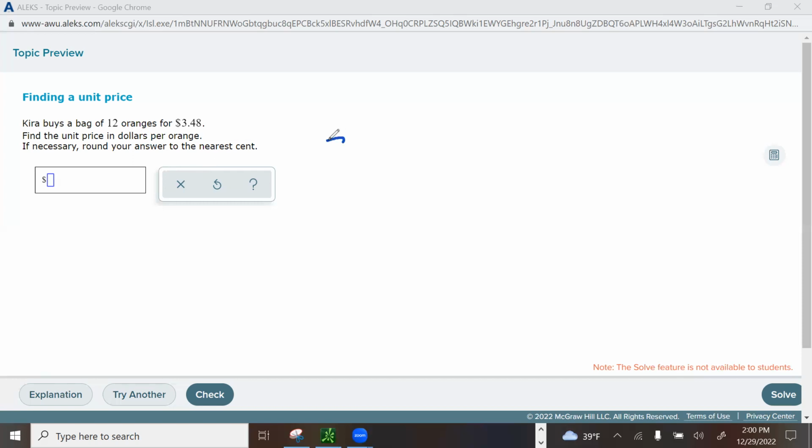So dollars per orange. Knowing how to read the units can give you a nice hint as to what to do. Basically, the units right here are telling you go do dollars divided by oranges. That's exactly what it's saying. It's like, really? That's almost like cheating, but obviously it's not.